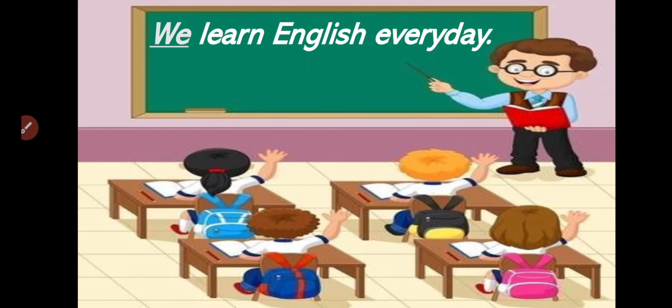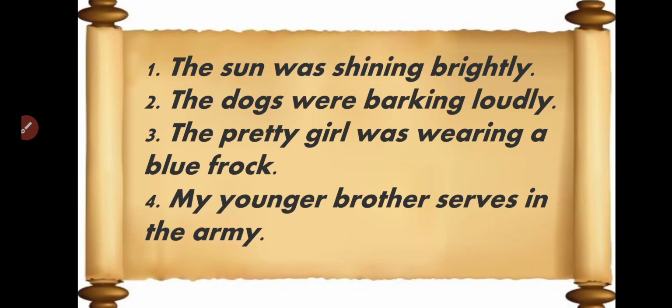Here you have to find out the subject and predicate. First one, we have: the sun was shining brightly. So what is the subject here? Yes, the sun. Sun is performing the action shining. So the sun will be the subject and was shining brightly will be predicate. The dogs were barking loudly. Dogs will be the subject, were barking loudly will be predicate. The pretty girl was wearing a blue frock. So pretty girl will be the subject, was wearing a blue frock will be predicate.